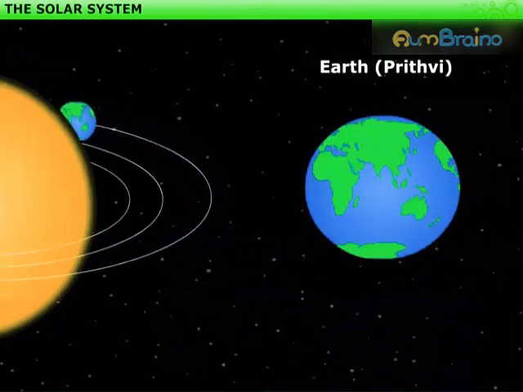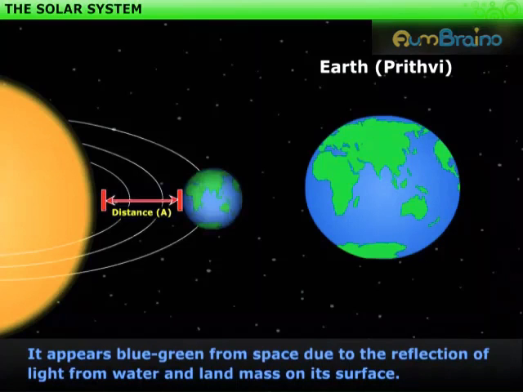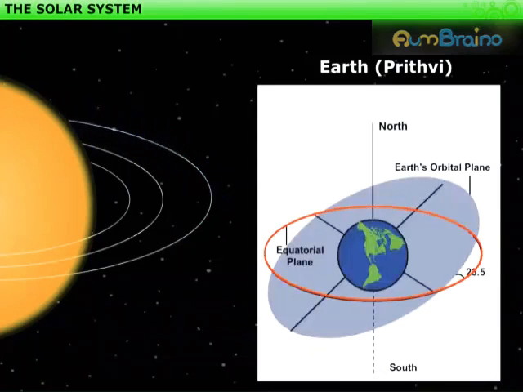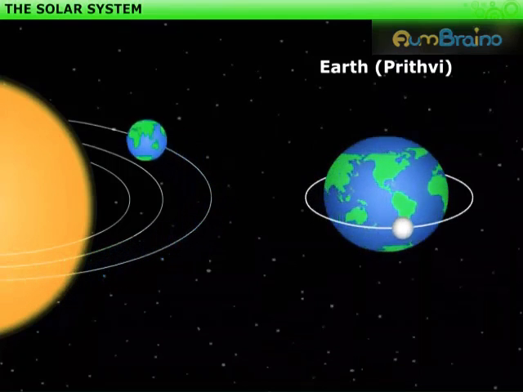The Earth, or Prithvi. It appears blue-green from space, due to the reflection of light from water and land mass on its surface. Life exists on the Earth due to the right distance from the Sun. The tilt in the Earth's axis is responsible for the changes of seasons on the Earth. The Earth has only one moon.